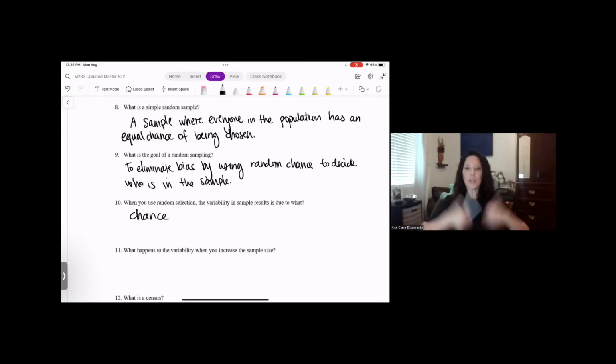And when you increase your sample size, the variability actually becomes smaller. So there's less variability in larger samples. You would think that more people, more variability. That's not true. As you increase your sample size, you are getting less variable and you're becoming more accurate.